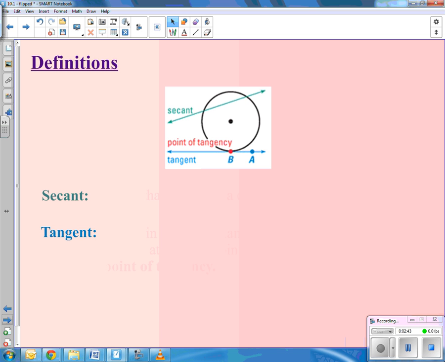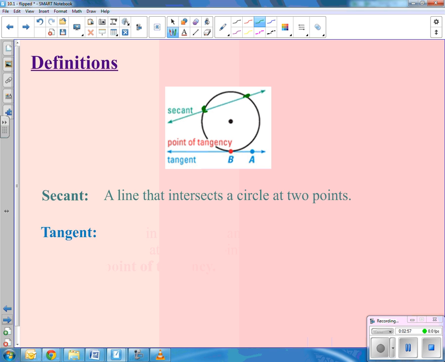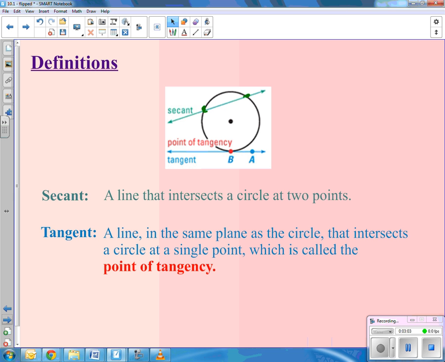As we see in the diagram, we have this line called a secant. This is a line that intersects the circle at two different points. You can see our green line up at the top is intersecting our circle in two locations, here and here. A tangent, and this is the one we're going to talk a little bit more about in a few slides, is a line in the same plane as the circle that intersects the circle at a single point, which we refer to as the point of tangency. That one is marked for you in red at point B on the diagram. So a tangent can only intersect the circle once. A secant has to intersect it twice.